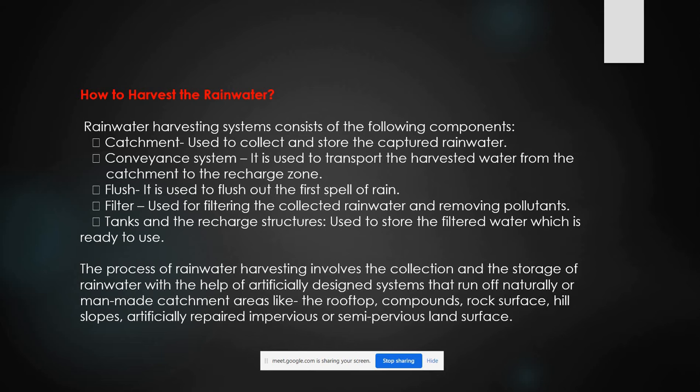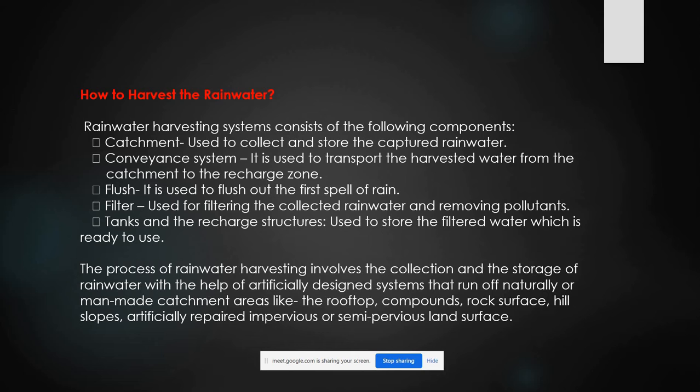What are the different methods of rainwater harvesting? The different methods of rainwater harvesting include: first, rooftop rainwater harvesting. The rooftop becomes the catchment and the rainwater from the buildings and houses is collected. The components of rooftop rainwater harvesting are: flush, transportation, catchment, filter. Second, surface runoff harvesting. It is a system that collects rainwater which flows away as surface runoff. The runoff rainwater is caught and used to recharge aquifers by adopting appropriate techniques.